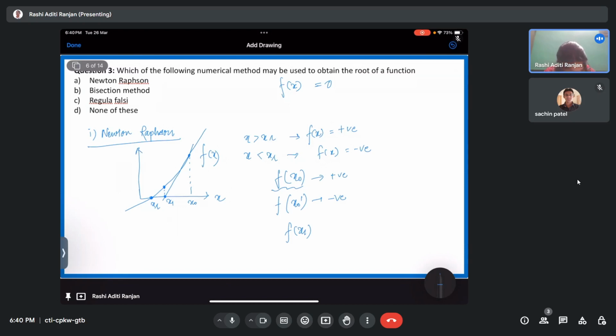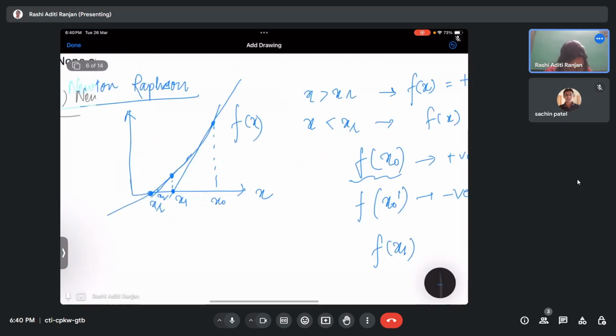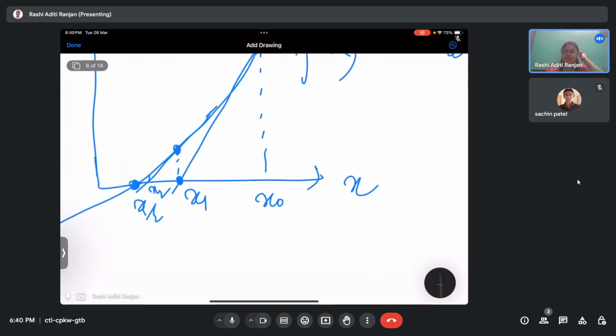Now again if I plot a tangent at x1, see this x2 that I am getting, it is now nearly equal to xr. Likewise, I start going by this iteration up till the point that my xn and xn plus 1, the variation between these two is very less.